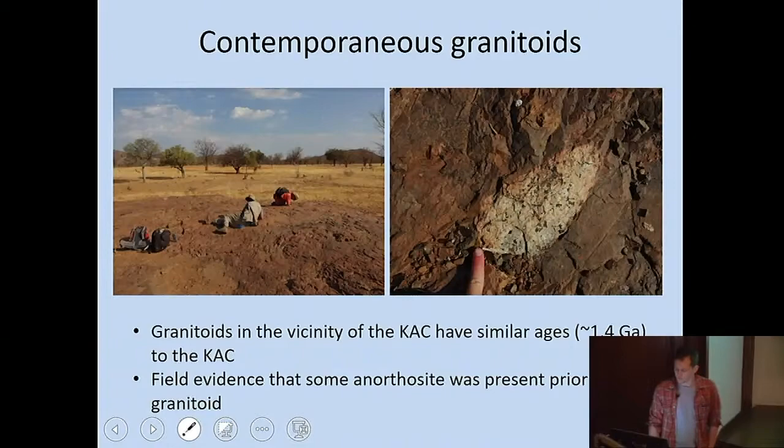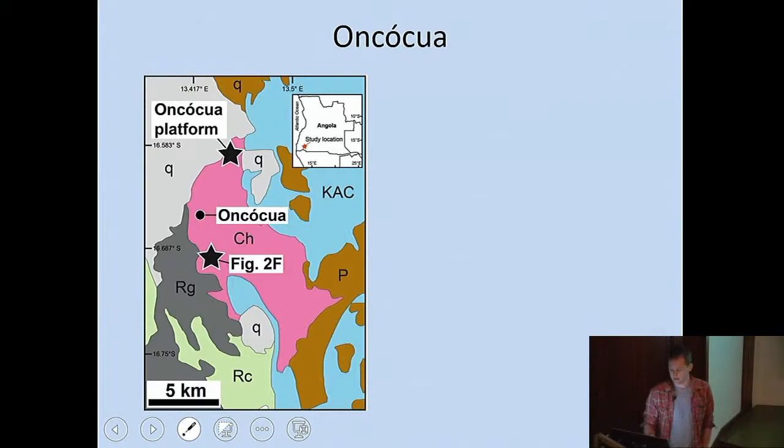Nevertheless, there are granitoids associated with this anorthosite, and one particular type of granitoid in this area is the Chela granite, and it's this pink belt here. So we're now focusing in more detail into southwest Angola. This blue here is the Kunene anorthosite complex, the western margin of the complex. This is Paleozoic cover, this is Quaternary cover. And this belt of Chela granite sits at the boundary between the anorthosite and between 1.8 and 2 billion year old Eburnean crustal material, basement material.